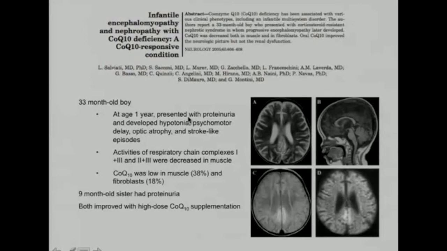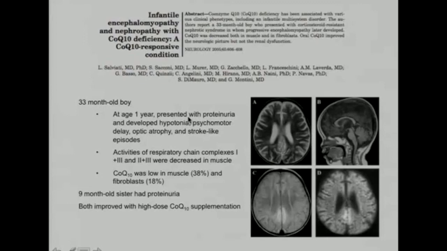When we looked at his muscle biopsy and measured activities of these enzymes, complex 1 plus 3 and 2 plus 3, in combination, they were decreased. But individual activities of complex 1 and 3 were normal. It's because they were lacking coenzyme Q10, the shuttle between these enzyme complexes. And Q10 was very low in muscle and fibroblasts. And his sister was developing proteinuria at age 9 months. And we started giving both of them coenzyme Q10.